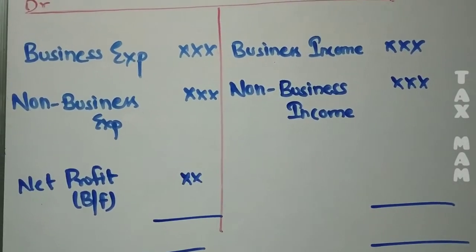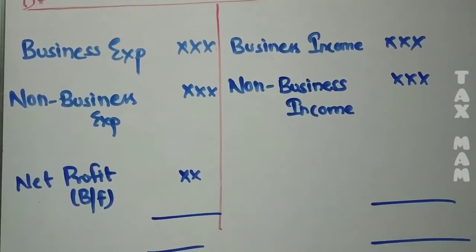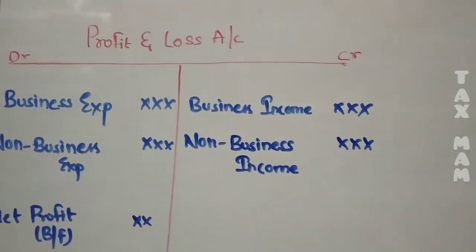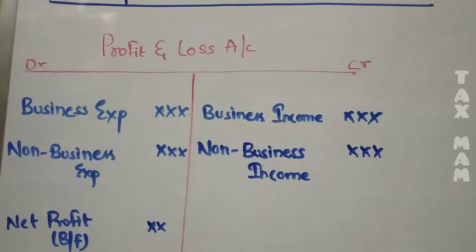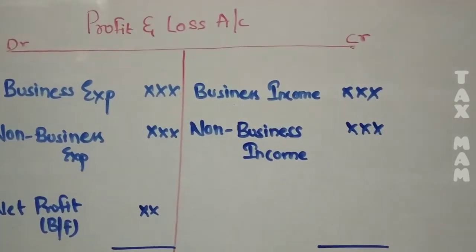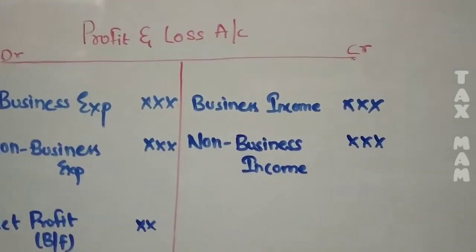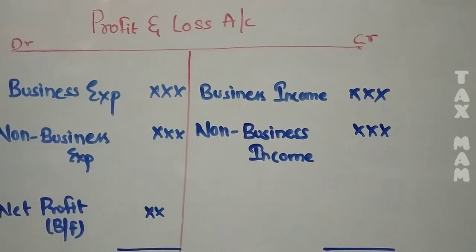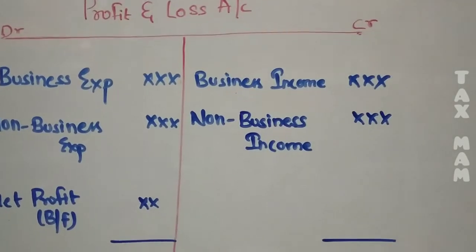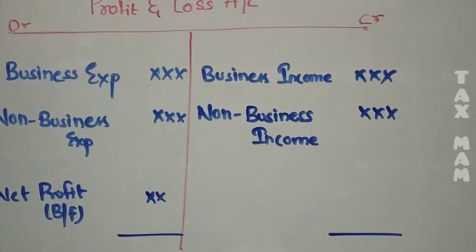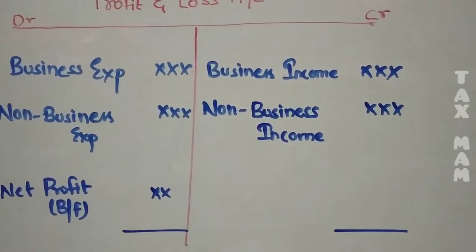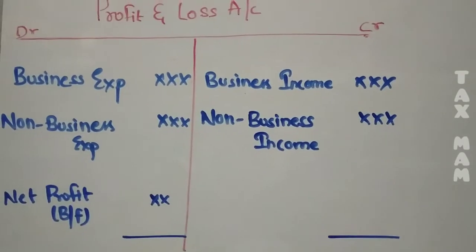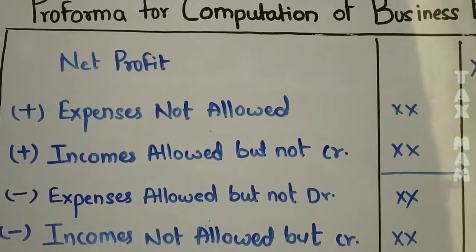So let's get into the class on business profit. To compute the business profit, one must be aware of how to differentiate what is business expenditure, what is business income, what is non-business expenditure, and what is non-business income. If you are able to differentiate between business and non-business, half of the problem is done. So now coming to the proforma for computation of business profit.